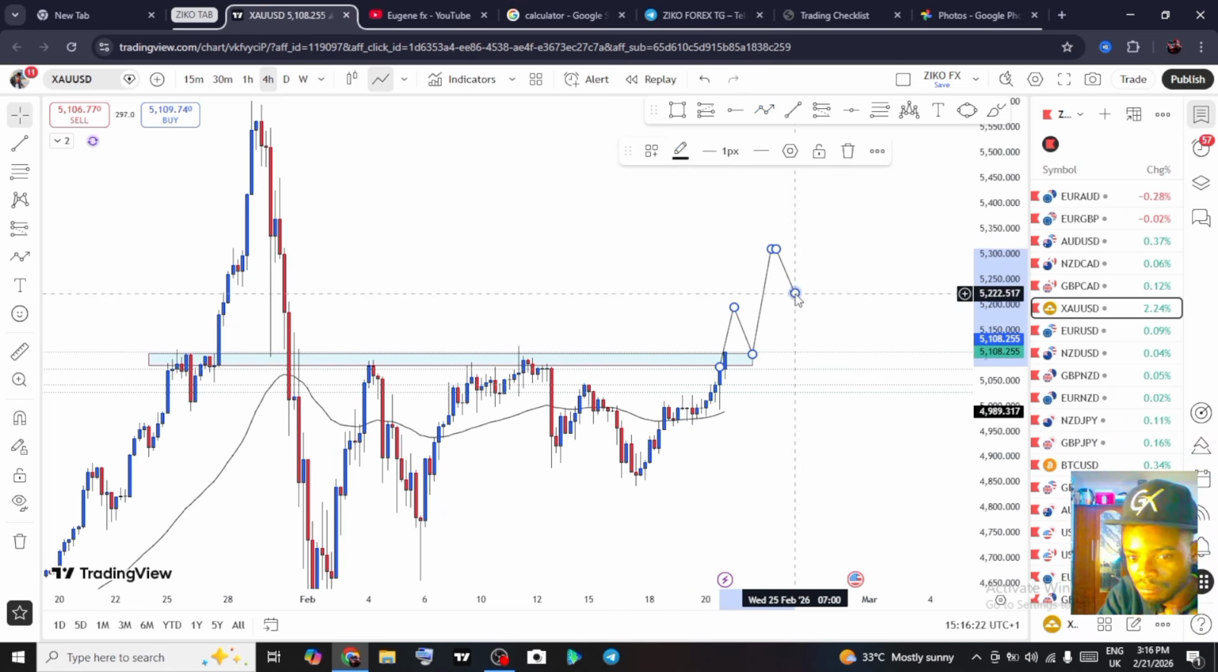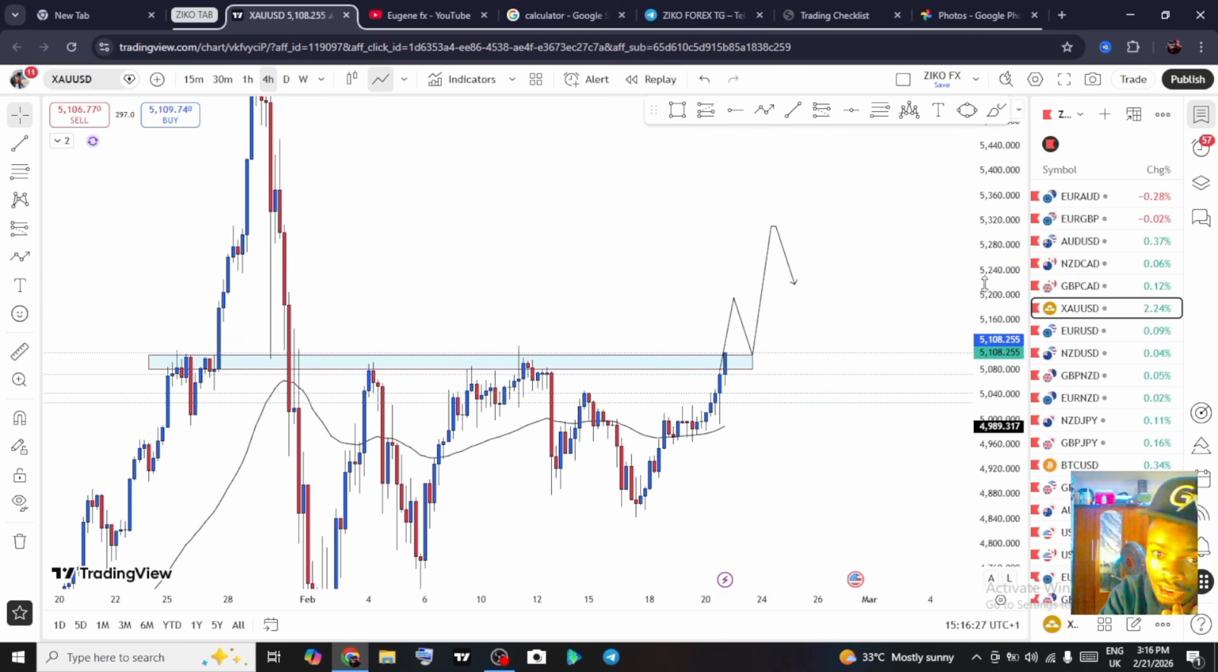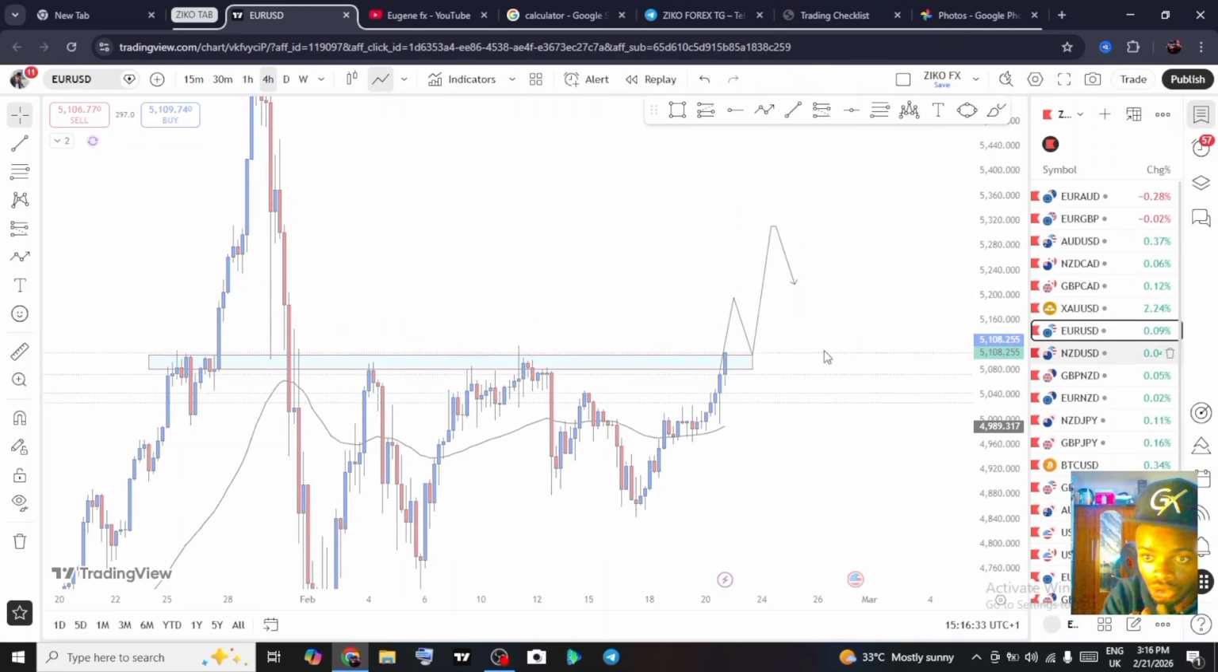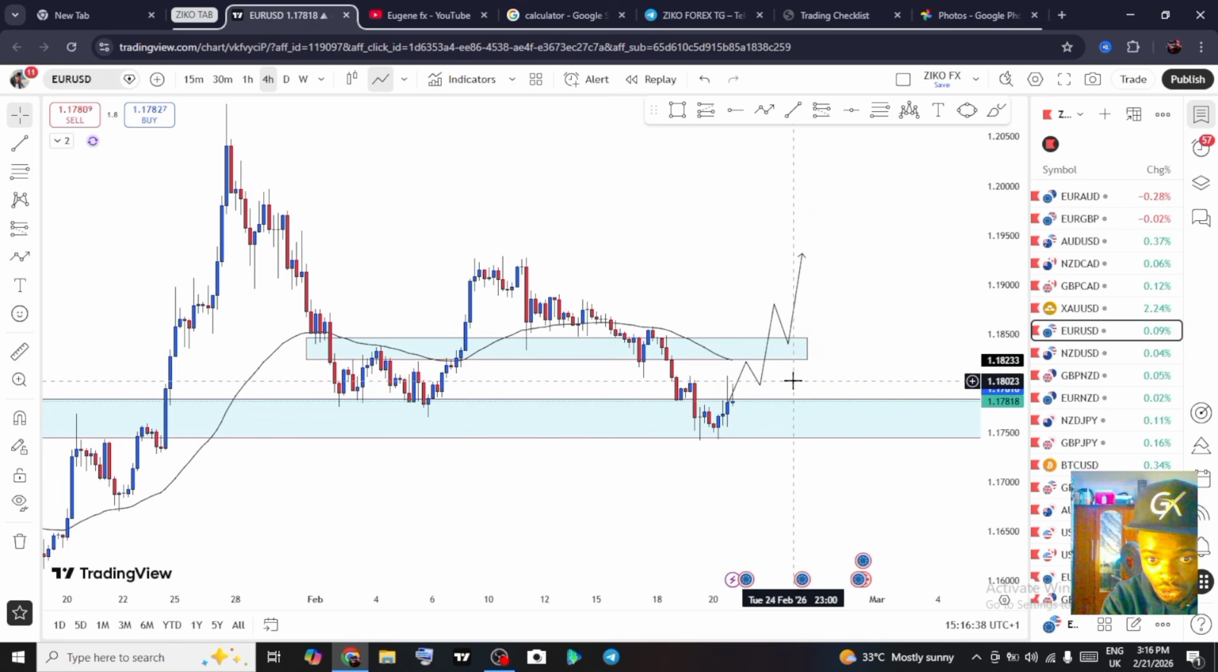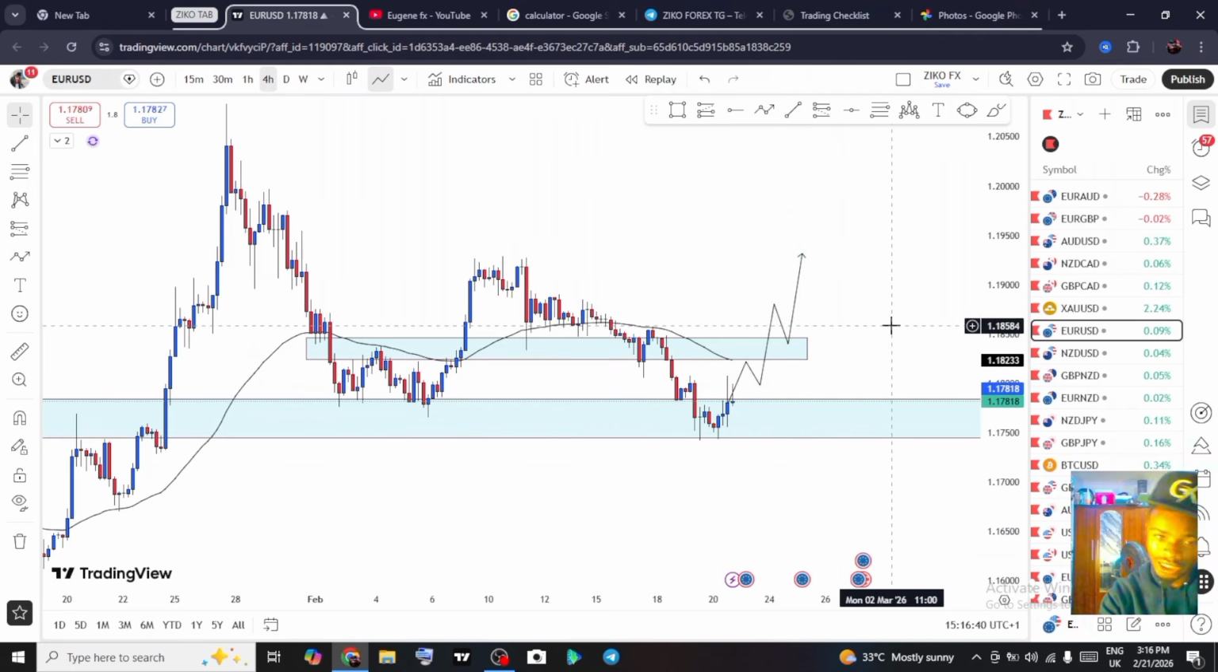But I'm not really buying or selling gold this week because I'm just testing the strategy on gold to see how it plays out, right? So that is the game plan for gold. Euro USD is another pair I'm paying attention to. So Euro USD, for us to buy, we need a break and retest above here. This is not one of the cleanest pairs for this week, but it's a pair that could play out.